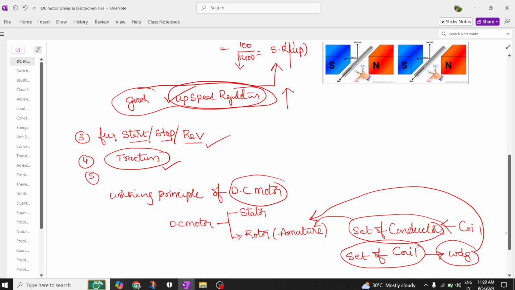Okay, so in the rotor part, we are going to have some conductors and, indirectly, some sets of coils, and a group of coils is called a winding. So this is what you have in the rotor.